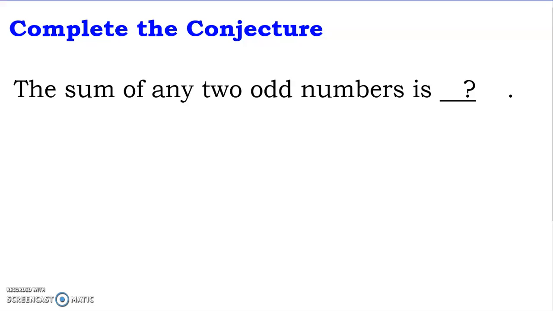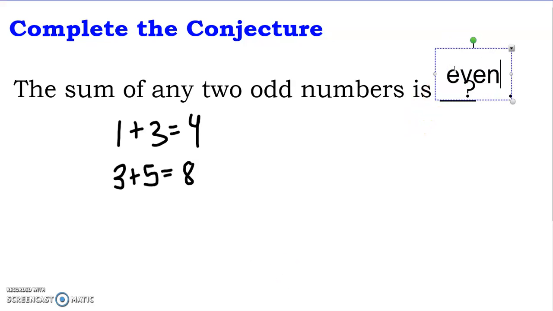Okay, so complete this conjecture. The sum of any two odd numbers is, so let's add together two odd numbers like 1 plus 3, and we get 4. So 4 is an even number. Let's just add together two more odd numbers just to make sure, and we get 8. So the sum of any two odd numbers is going to be even.